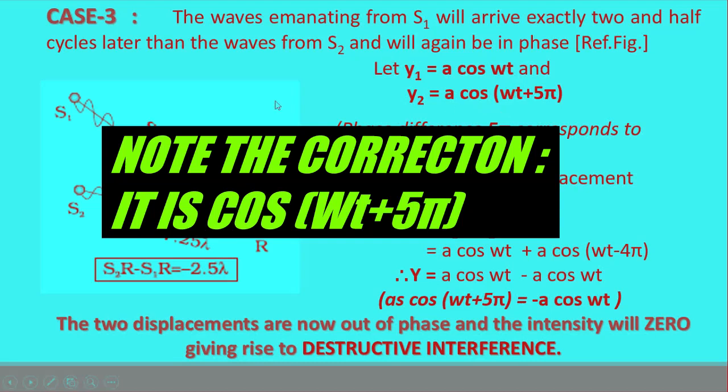So we conclude that whenever the path difference between the two waves is not equal to an integral multiple of wavelength, if the path difference is a fractional part of wavelength, then there will be a destructive interference. Destructive interference, because a crest of one wave falls on top of a trough of another wave. So displacement of one wave will be cancelled by displacement of another wave, where you are getting 0 intensity because of destructive interference. So these are the three important cases.